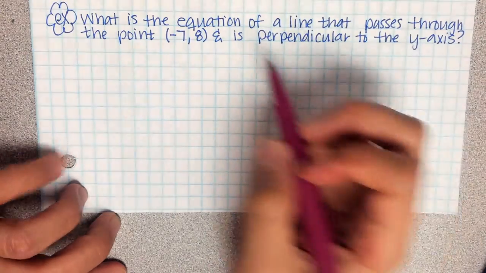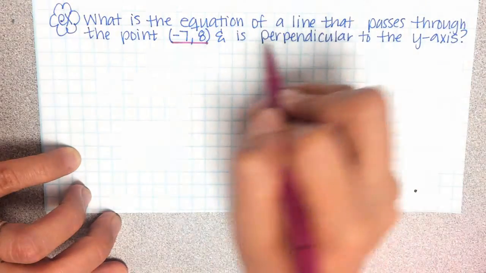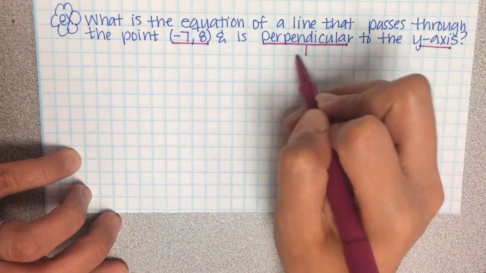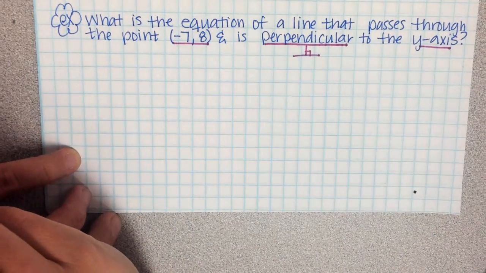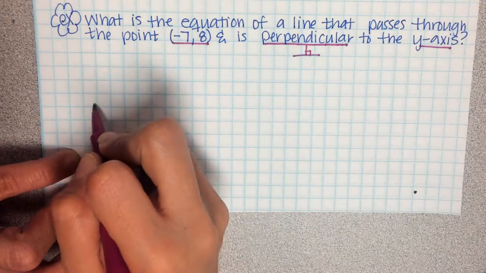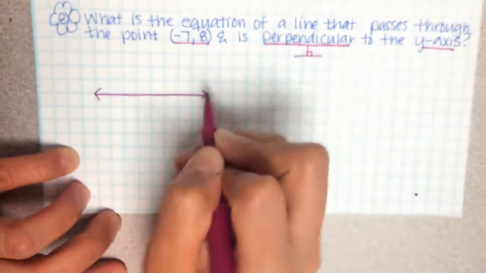Alright, so first when I'm doing this, I have my point, so I know I'm going to plot it on a graph just to get a quick idea. And I know it's perpendicular to the y-axis. Perpendicular means it crosses at a 90-degree angle. So I'm going to draw a quick sketch of a graph. Quick because there's no need to get out my straight edge here.